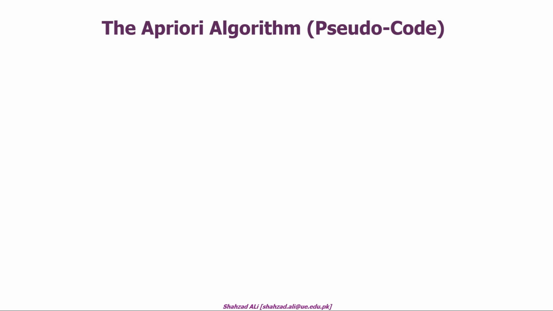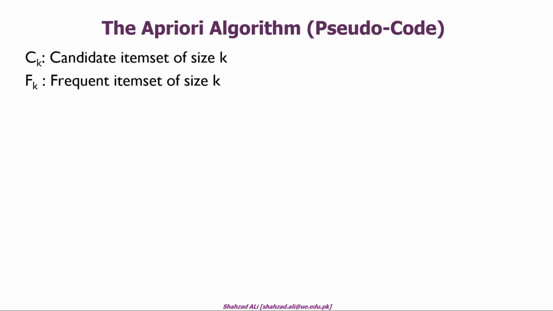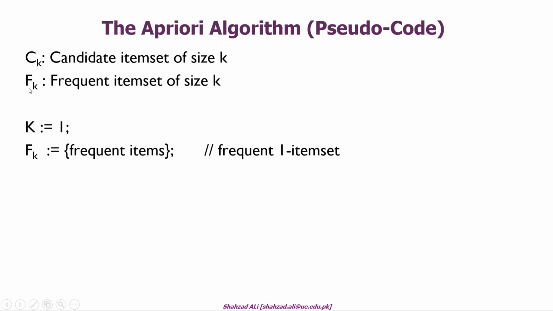So let's look at the pseudocode of this algorithm. Suppose we set C sub k to be the candidate item set of size k, and F sub k is the frequent item set of size k. Initially we just get a frequent one item set, then we get into the loop.